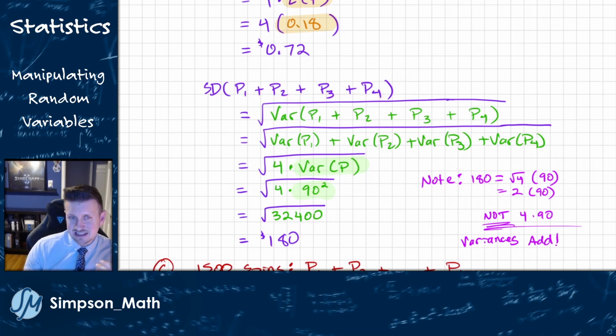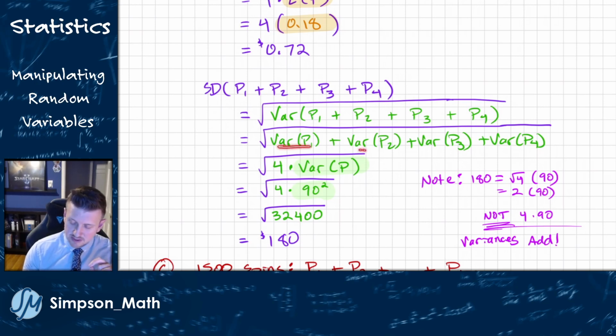So again, it's not standard deviations add, that's too many words. It's variances add. So we need to do this at the variance level. So I'm going to have this be the square root of the variance of all of these. And I can break apart the variance now as a sum of these individual variances.